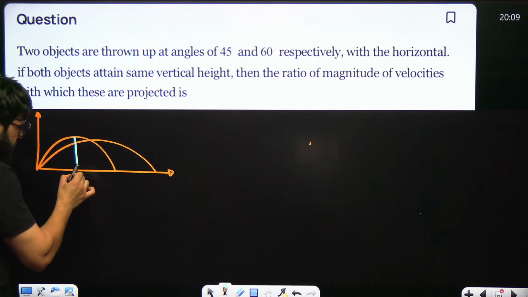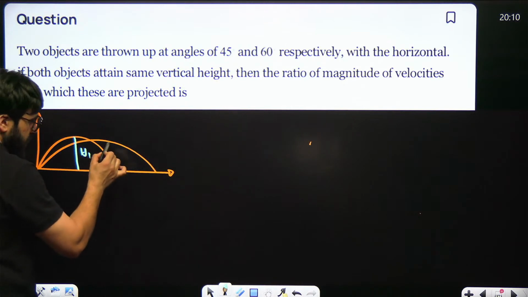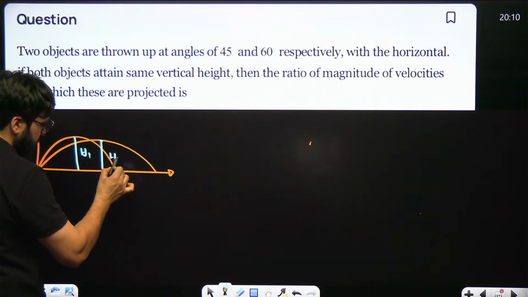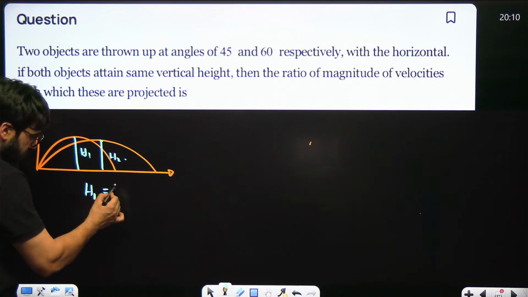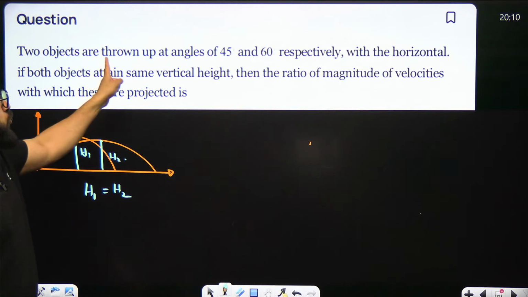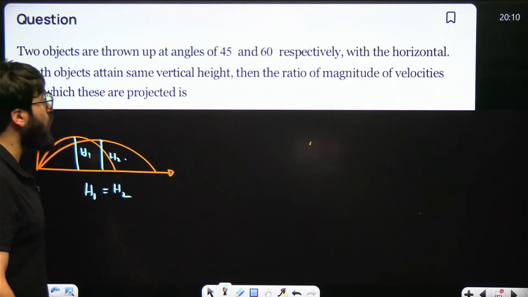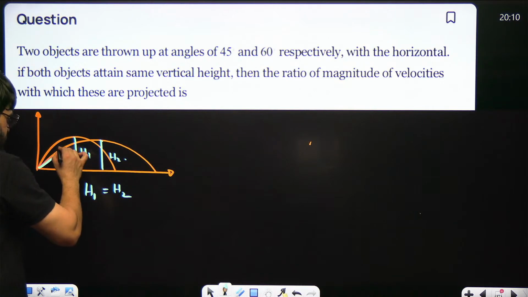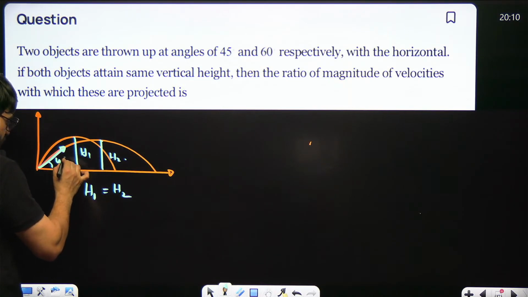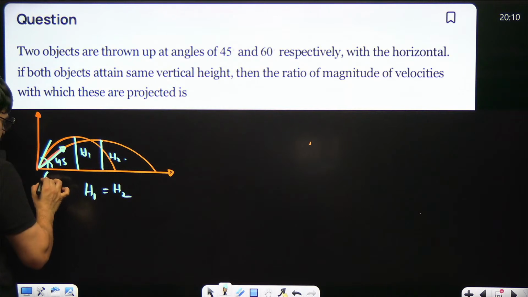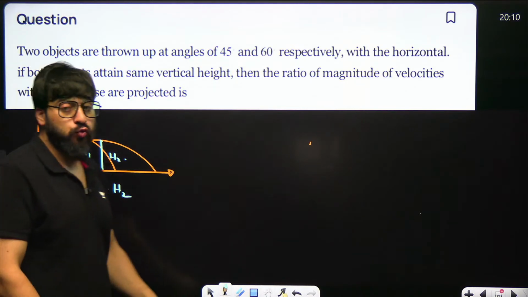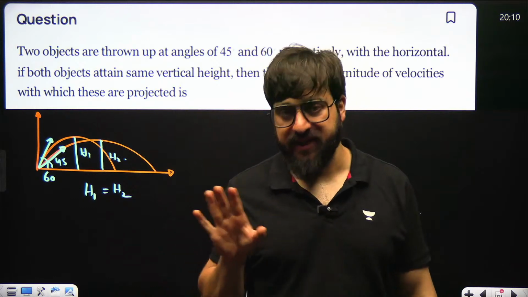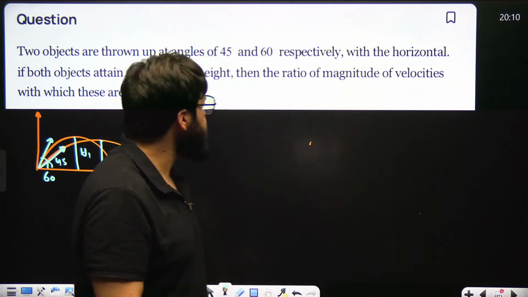Let's suppose the first one is attaining the height h1 and the second one is attaining the height h2. They are saying that both are attaining the same height, h1 is equal to h2. Two objects are thrown at angles of 45 and 60, so this is at 45 degrees, another one is at 60 degrees. Both are attaining the same vertical height.